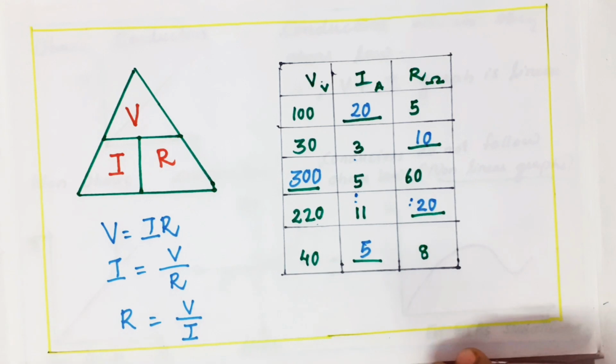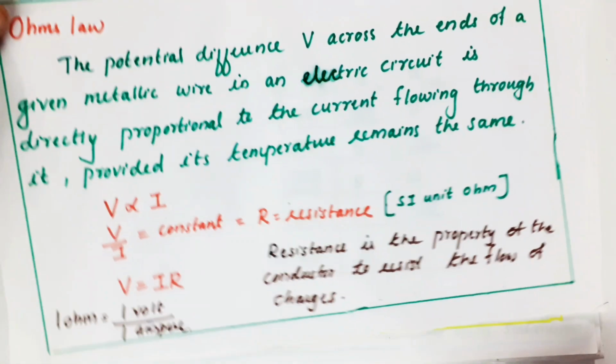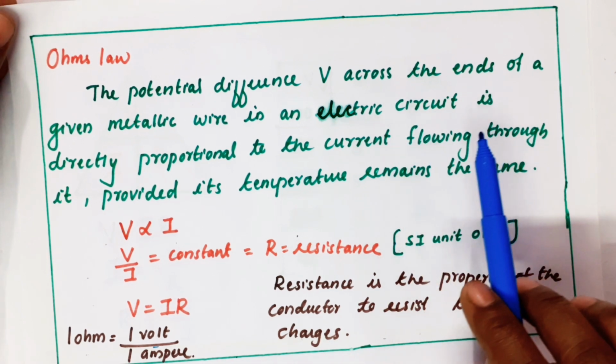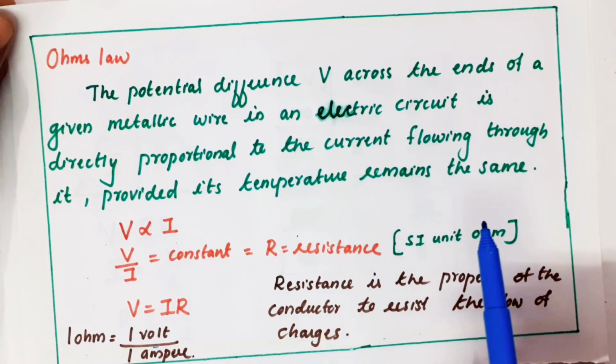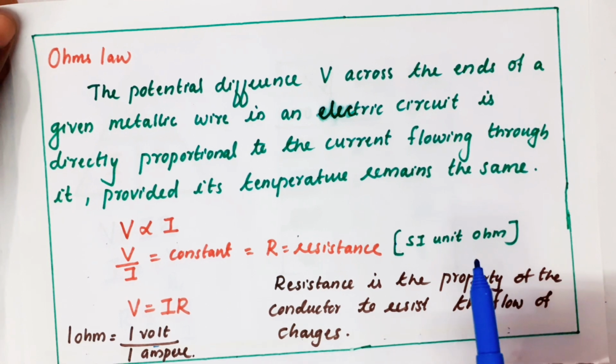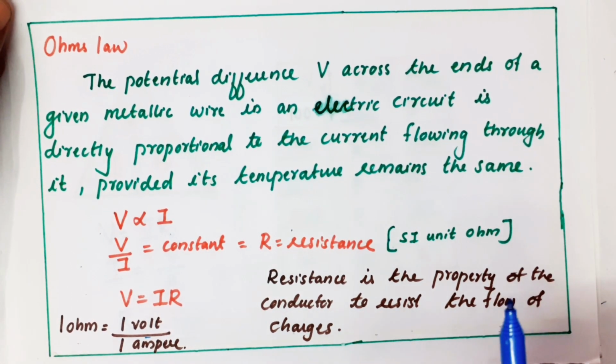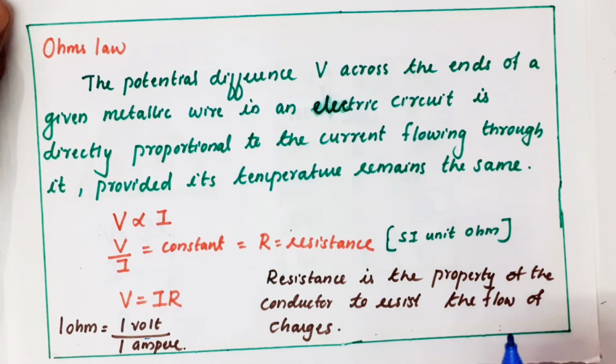So Ohm's law states that the potential difference V across the ends of a given metallic wire in an electric circuit is directly proportional to the current flowing through it, provided its temperature remains constant, or V equals IR at constant temperature. Clear?